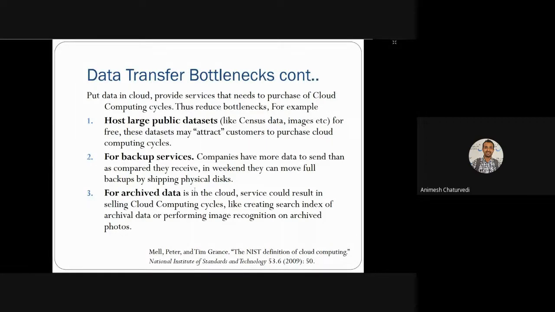How? There are various bottlenecks that happen in data transferring. As we had just discussed, the transfer cost is very high, but there are some issues also when there is a bottleneck. So in what conditions does this data transfer bottleneck happen? These bottlenecks happen because of putting some large data in the cloud. The provider needs to purchase a large amount of cloud computing cycles, and this actually reduces bottlenecks. These are the examples when you need to face the bottlenecks, like large hosted public data sets. There is a very large size of data set. So for example, free census data, images, data sets that attract customers to purchase some cloud computing cycles.